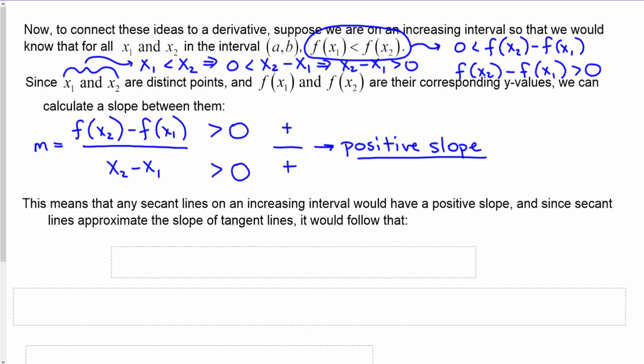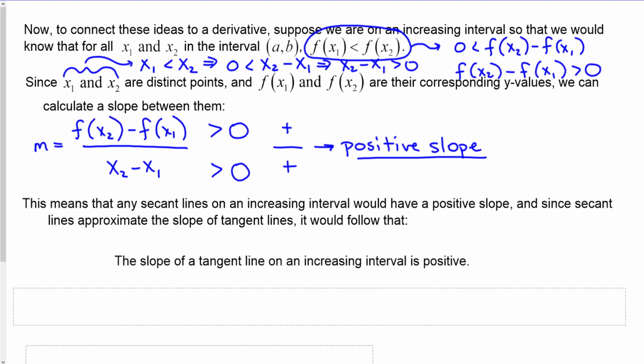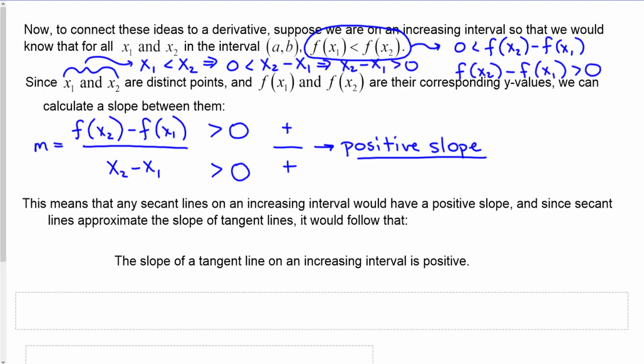So it's going to follow that the slope of a tangent line on an increasing interval is positive, because we're using secant lines to approximate the value of tangent lines. As that approximation gets better and better, these things are going to agree with one another, and therefore these properties are going to agree with one another. So if we know that the slope of a secant line on an increasing interval is positive, we know that the tangent line at a particular point is also going to be positive.